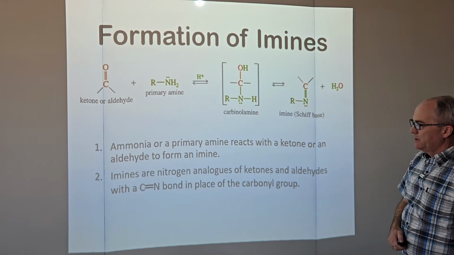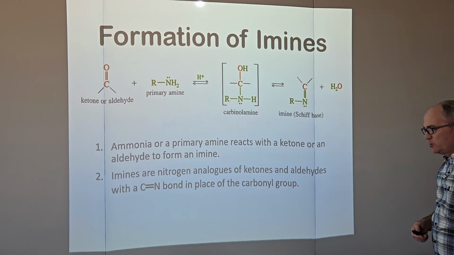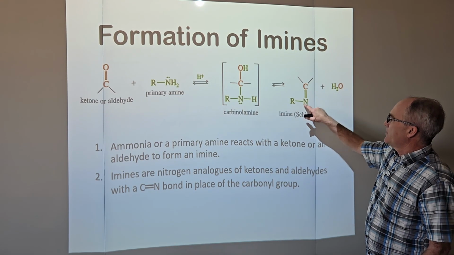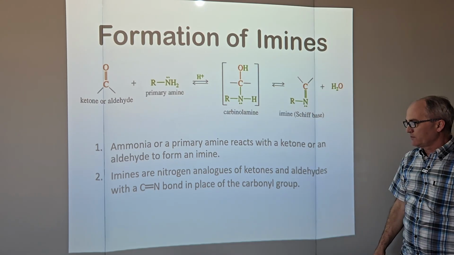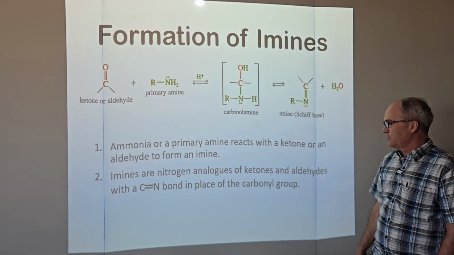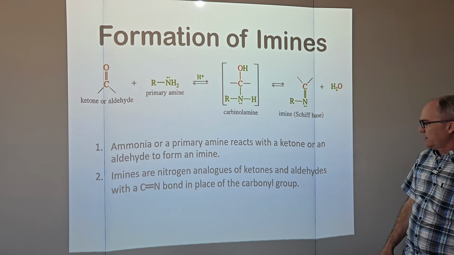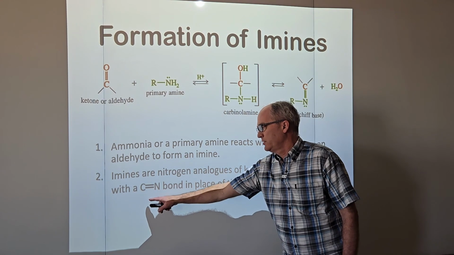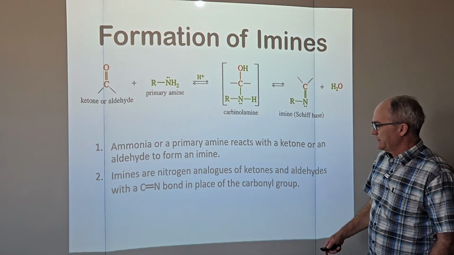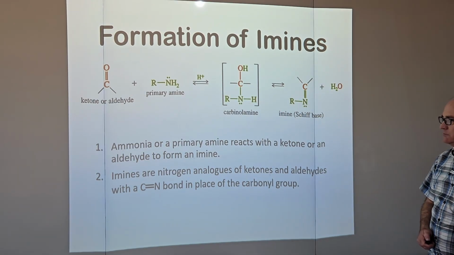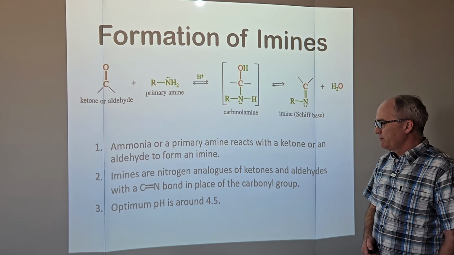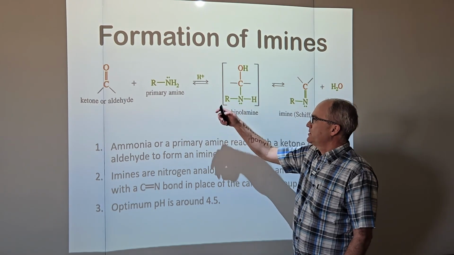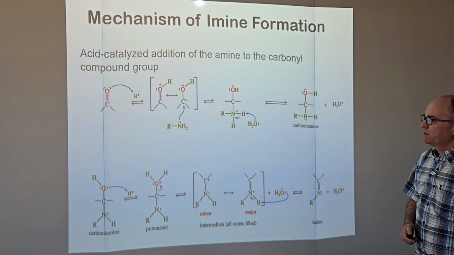Call that an imine. Imines are the nitrogen analog of ketones. So instead of an oxygen, you've got nitrogen. That's what nitrogen analog means, of ketones and aldehydes. Instead of a carbonyl, we have carbon double bonded to nitrogen. Optimum pH is around 4.5, so it's got to be acidic, and this occurs.